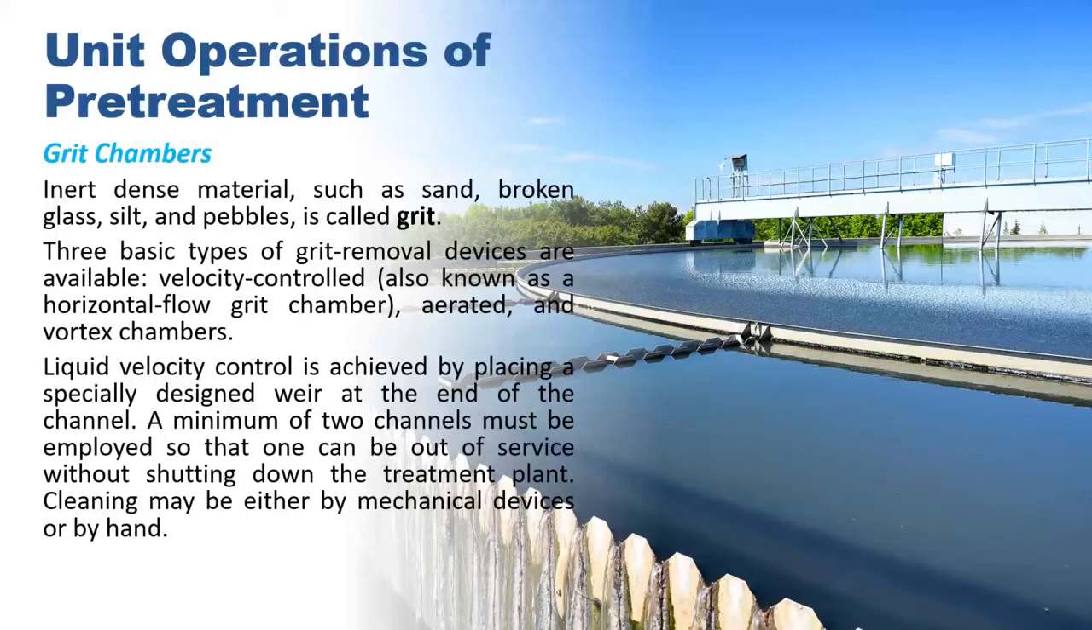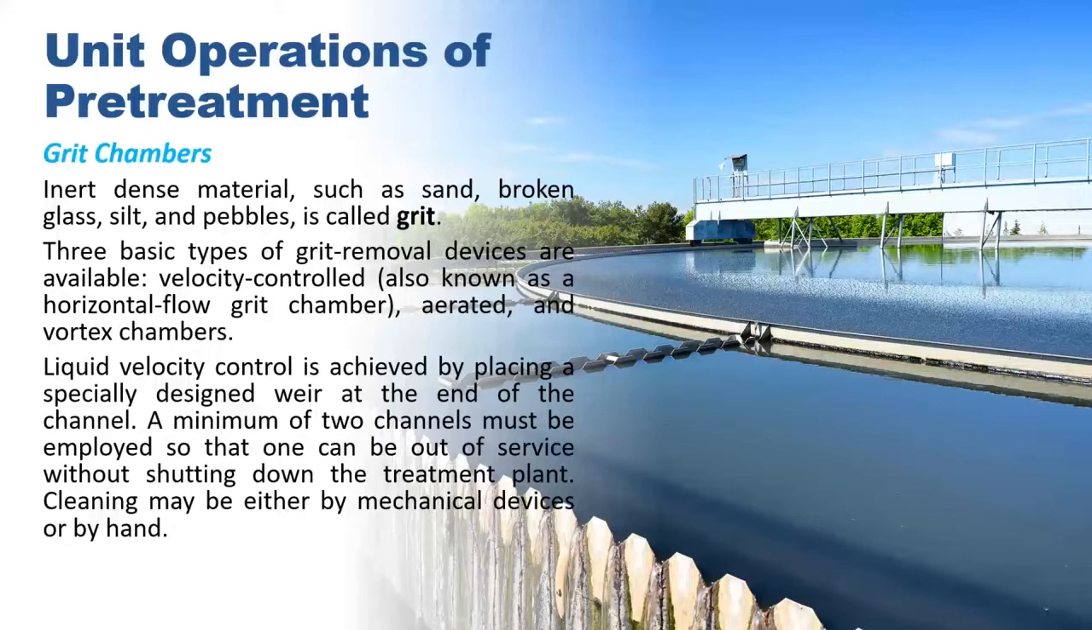Inert dense material such as sand, broken glass, silt, and pebbles is called grit. Three basic types of grit removal devices are available. We have the velocity controlled, also known as a horizontal grit chamber, aerated, and the vortex chambers. Only the first, which is the velocity controlled, can be analyzed by means of classical laws of sedimentation for discrete non-flocculating particles, which is the type 1 sedimentation.